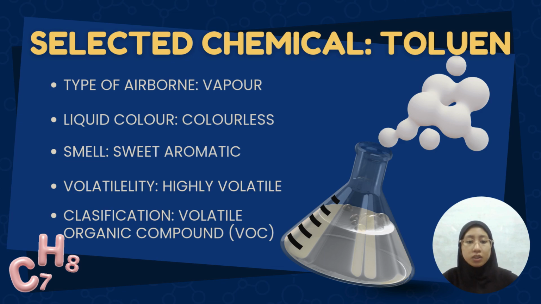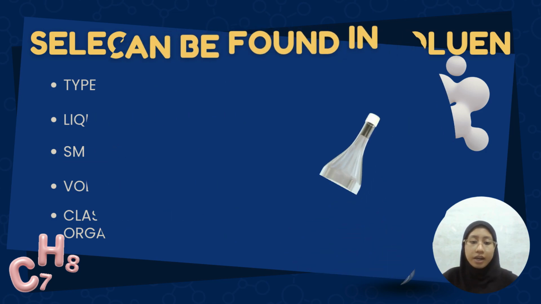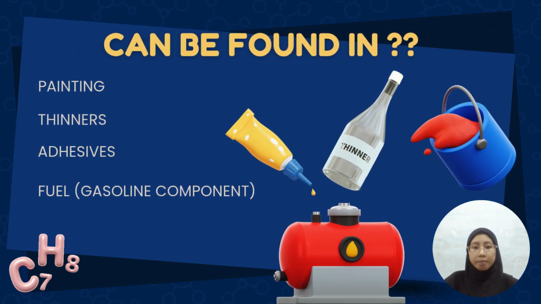Toluene is a commonly used industrial solvent. While it is widely used in many industries, it also poses a significant health and safety risk if not properly managed. Toluene is a clear, colorless liquid with an aromatic sweet smell. It is classified as a volatile organic compound, also known as VOC, which means it easily evaporates into the thin air. Toluene is commonly found in products such as paint, thinners, adhesive, and also coating. It is also used in industries like printing and rubber manufacturing, and is even a component of gasoline.